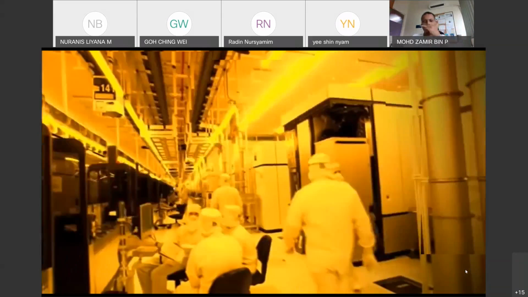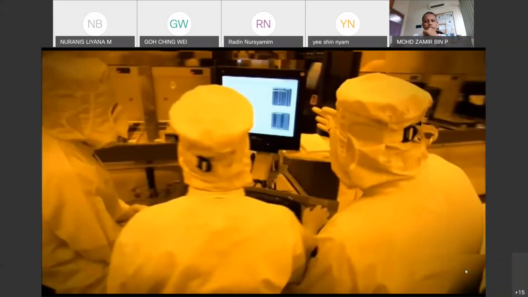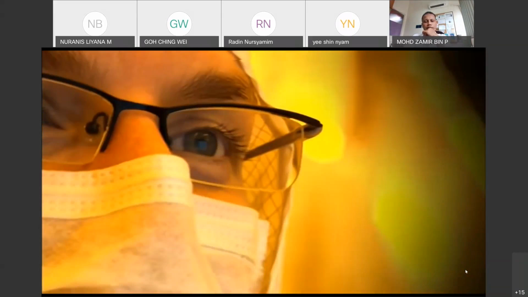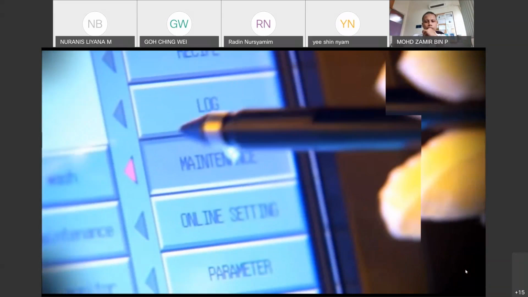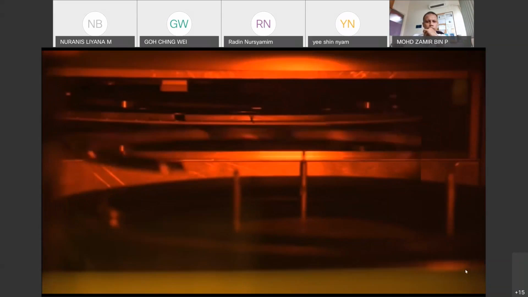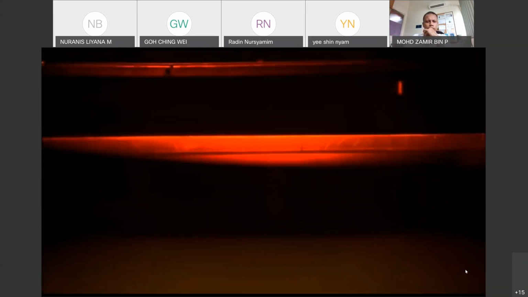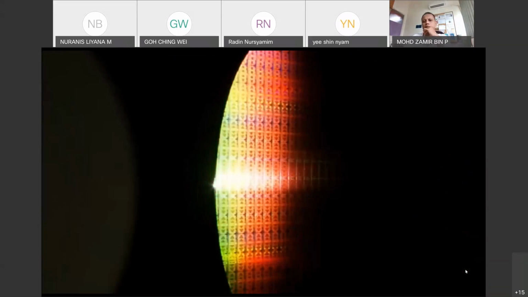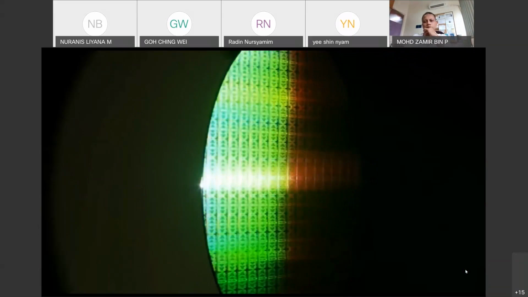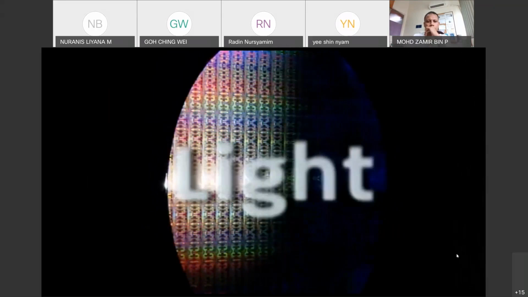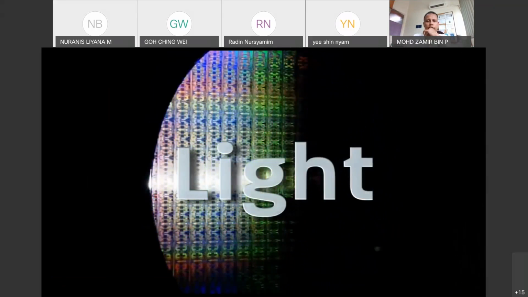This one, the yellow environment is lithography. This is where the circuits are printed using light. So it's printing by light.